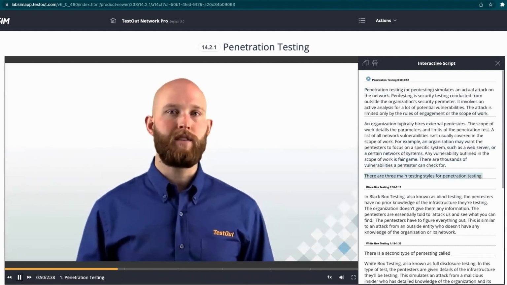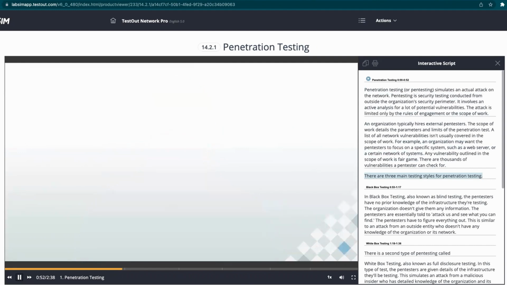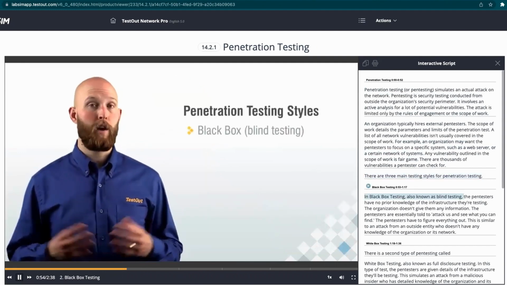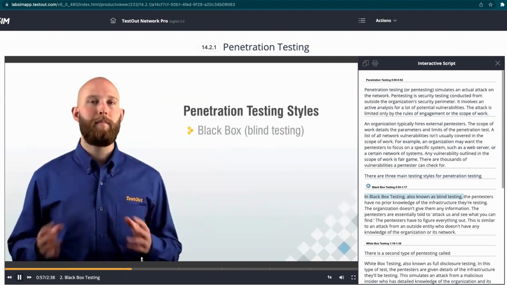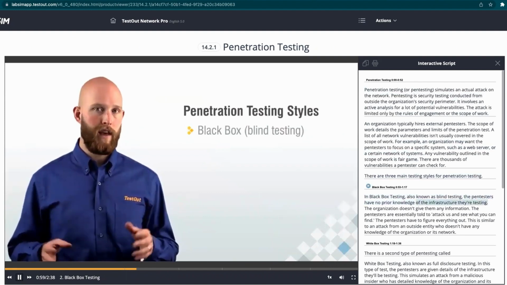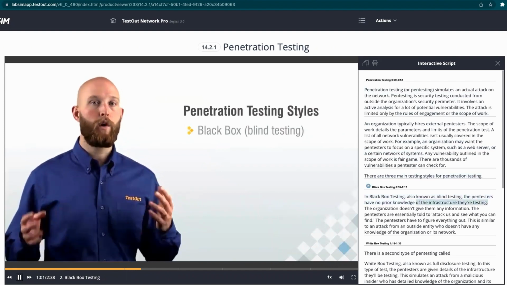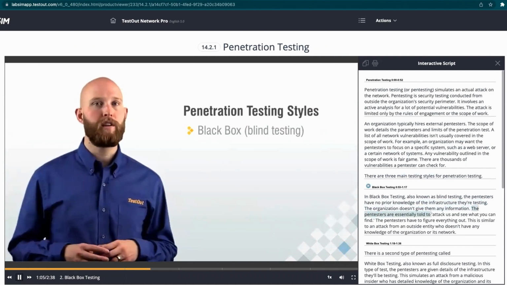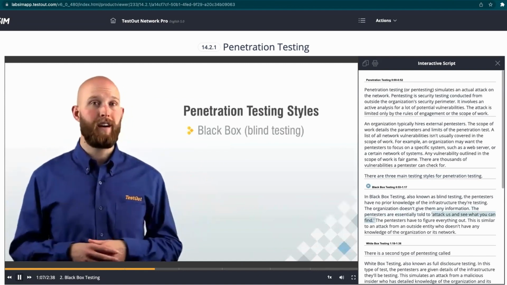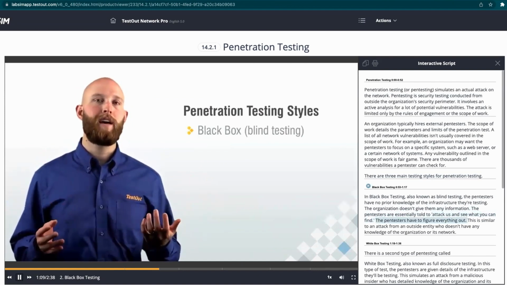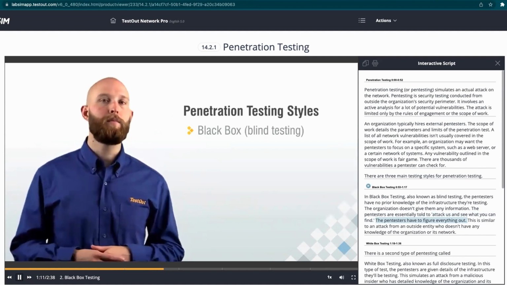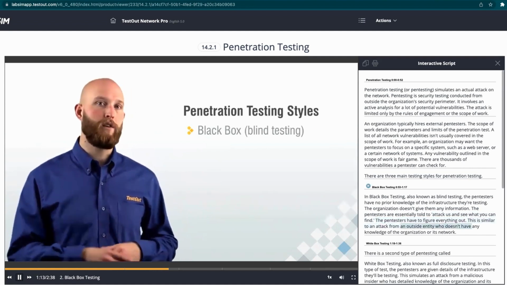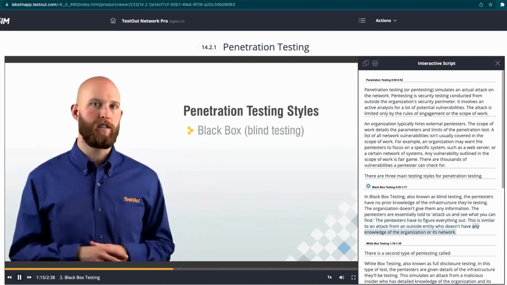There are three main testing styles for penetration testing. In black box testing, also known as blind testing, the pen testers have no prior knowledge of the infrastructure they're testing. The organization doesn't give them any information. The pen testers are essentially told to attack us and see what you can find. The pen testers have to figure everything out. This is similar to an attack from an outside entity who doesn't have any knowledge of the organization or its network.